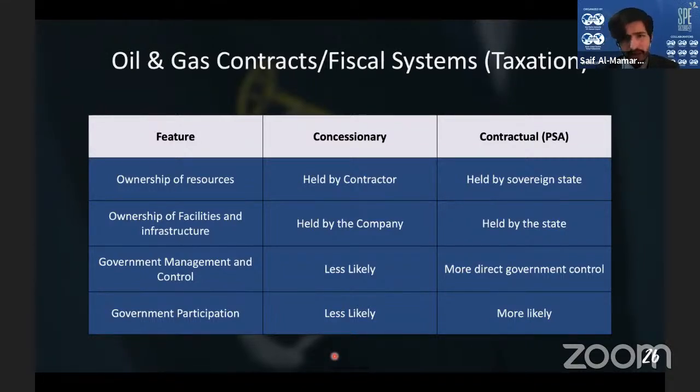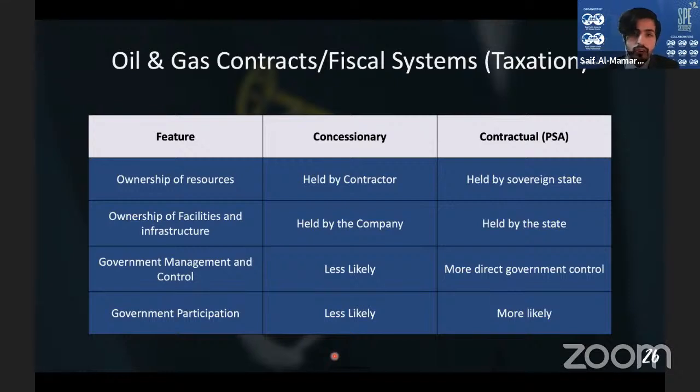And management and control, really, in the concession system, there's not much regulation. There's a lot of regulation on how to operate in terms of HSE and carbon emissions. But in terms of petroleum decisions, where to drill, why to drill, how much to spend, the government isn't really interacting much with the operator. Under the PSA, there are normally technical meetings and finance meetings. There's a kind of board between the operator and the government, where the government has a say on petroleum operations. And finally, government participation.